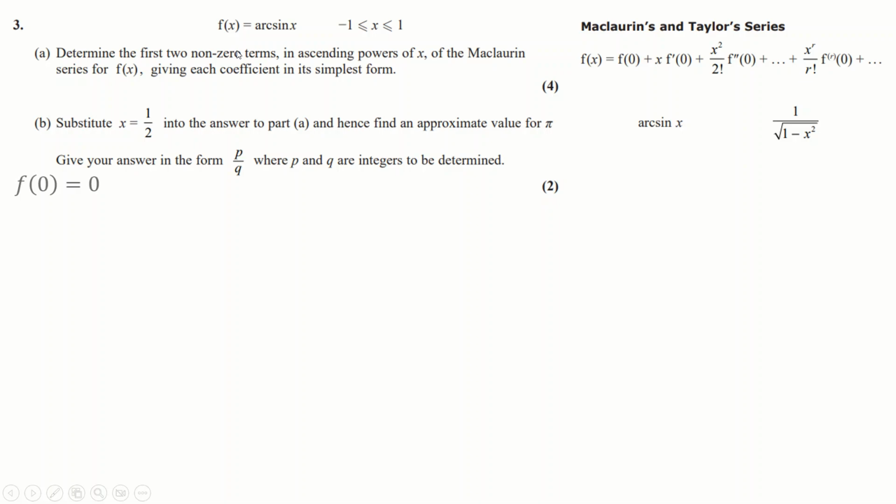So okay, f of 0 is clearly 0 because arcsine of 0 is 0, because sine of 0 is 0, so that's fine. Differentiate this via the formula book, which is this, and then we can put 0 into that, and we just get 1. So that's our first non-zero term. We'll have a 1x coming up here.